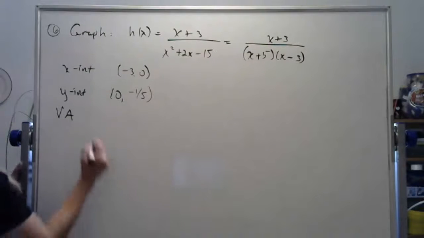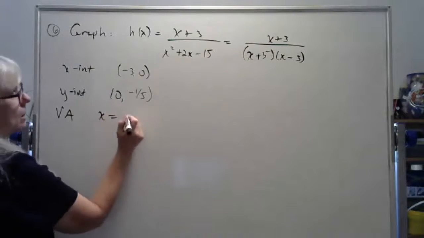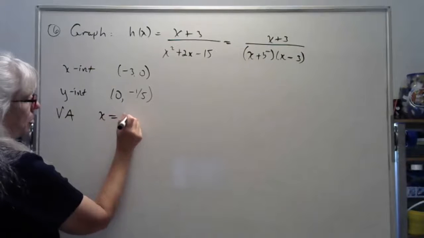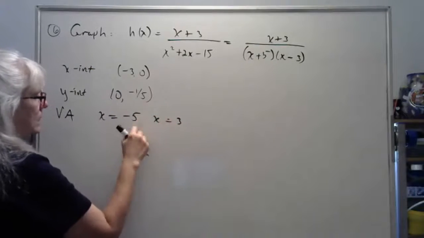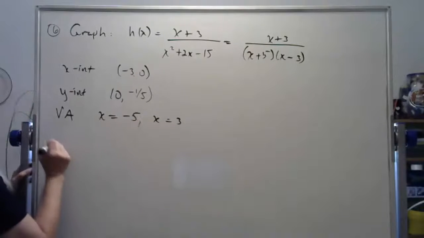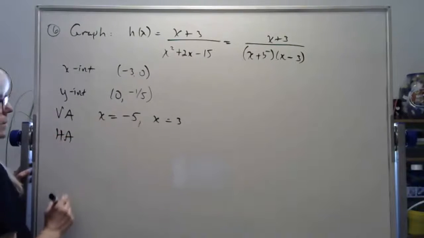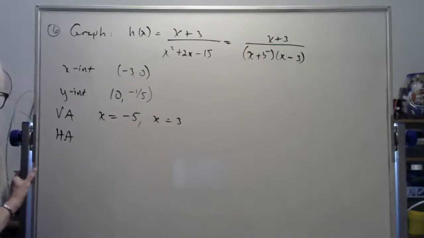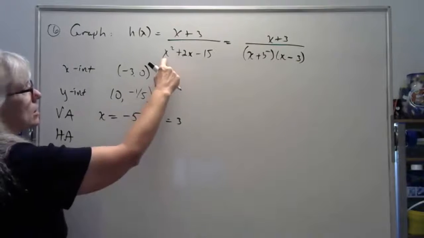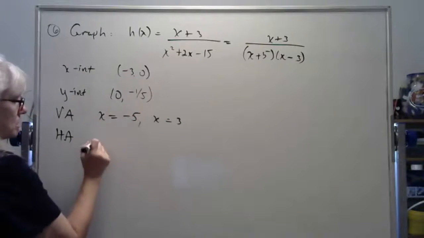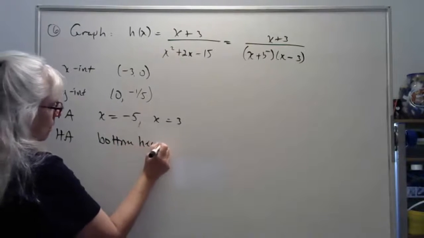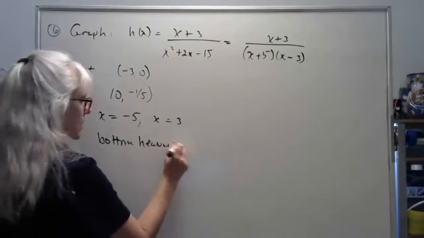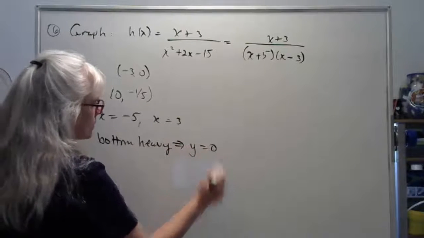So where are my vertical asymptotes then? -5 and then 3. Yep, exactly. So -5 and 3. Then we need the horizontal asymptotes. That comes from the degrees. So in this case, the degree on the bottom is bigger, so it's bottom heavy. And when it's bottom heavy, that means it's the x-axis, so it's the line y equal to 0.